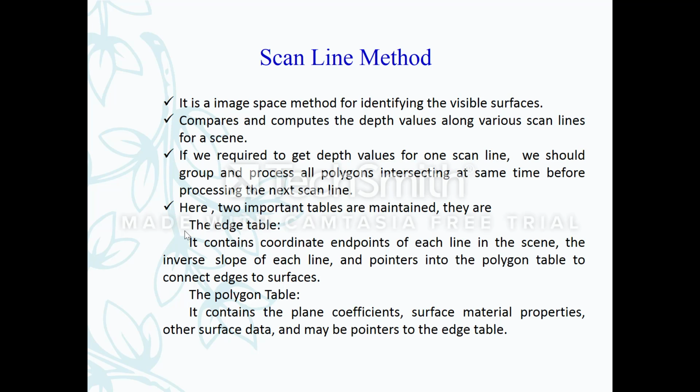Here, two important tables are maintained. The edge table contains the coordinates of the endpoints of each line in the scene, the inverse slope of each line, and pointers into the polygon table to connect edges to surfaces. And the polygon table contains the plane coefficients, surface material properties and other surface data, and maybe pointers to the edge table.